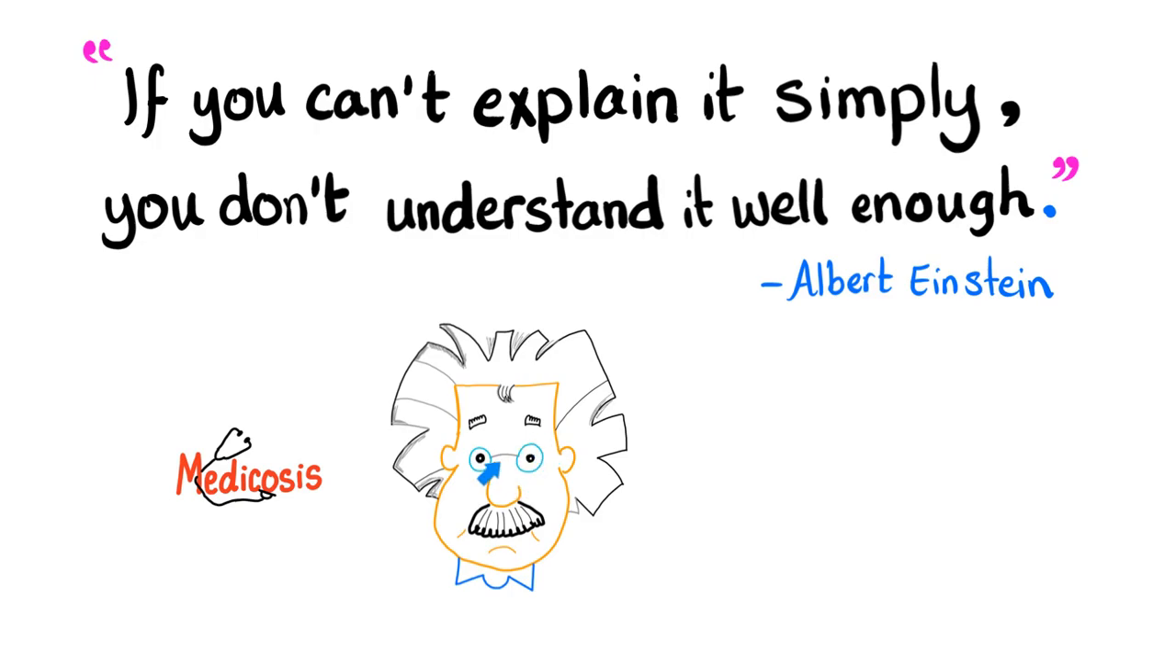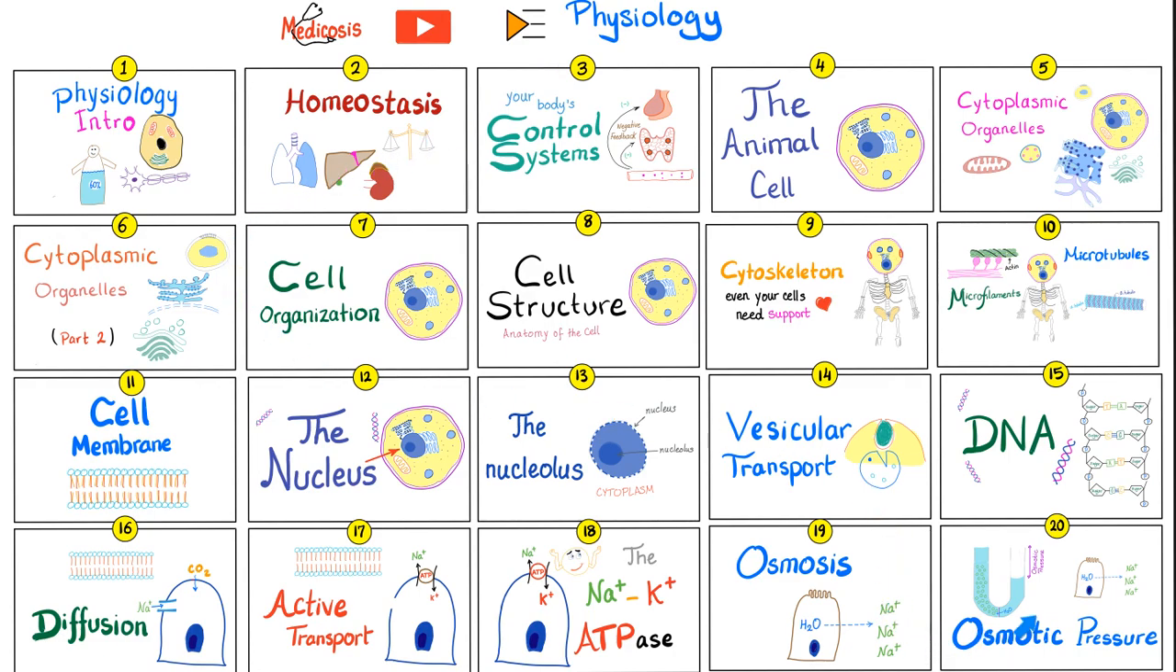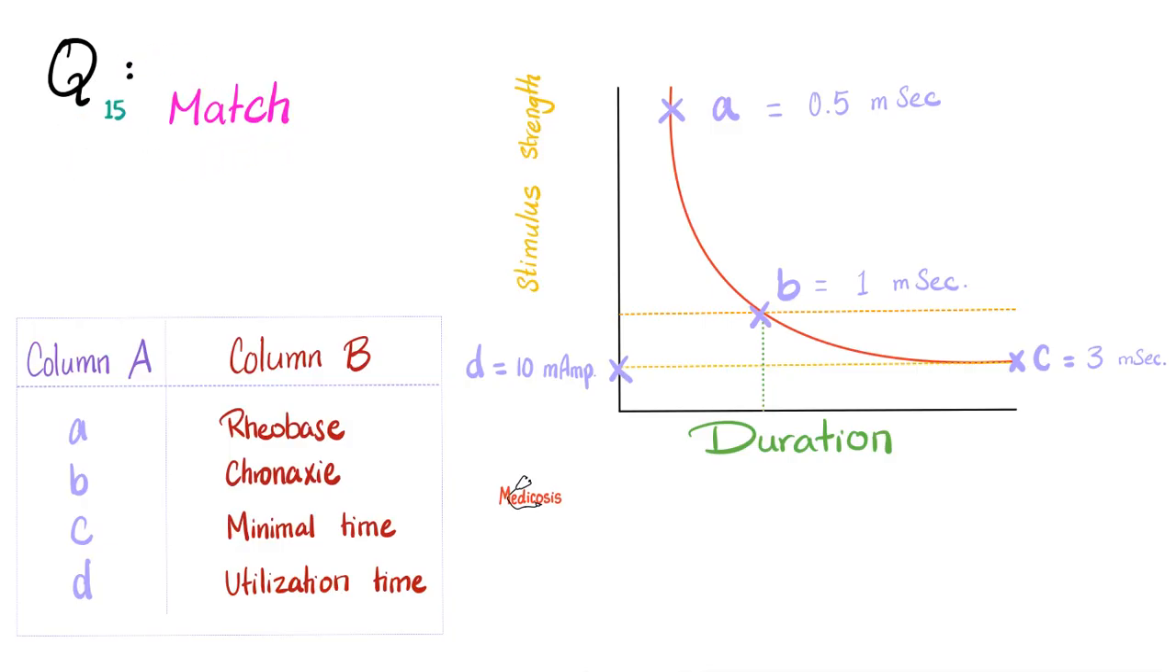Why is this IPSP larger than this one? Because it's relative. So we have discussed the cell membrane physiology, osmosis, autonomic nervous system physiology, and now it's nerve physiology. Let's start by answering the questions of the last video.